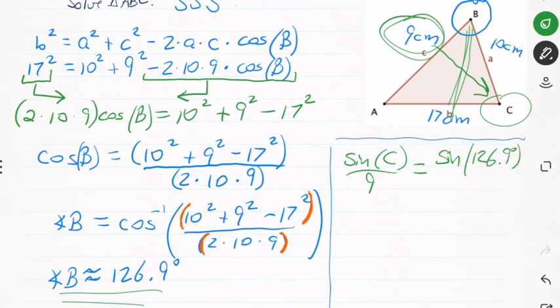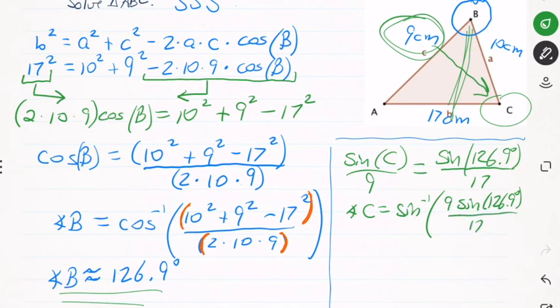126.9 degrees. Now, when I say approximately, that means we're going to get rounding error in our answer, so that sometimes throws things off. The opposite side being 17. All right, and then go through the process of finding C. So this will get us down to the measure of angle C is equal to sine inverse of 9 sine 126.9 degrees over 17.